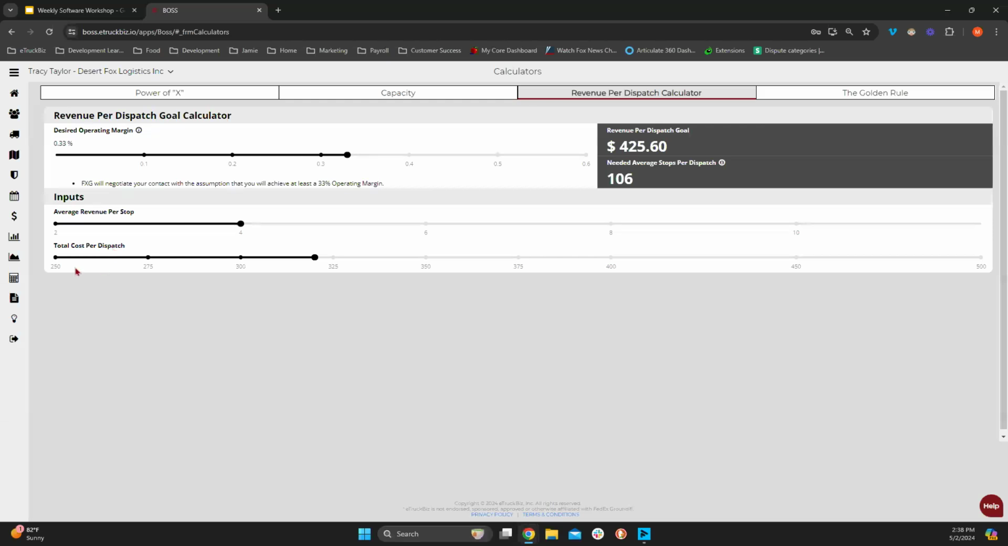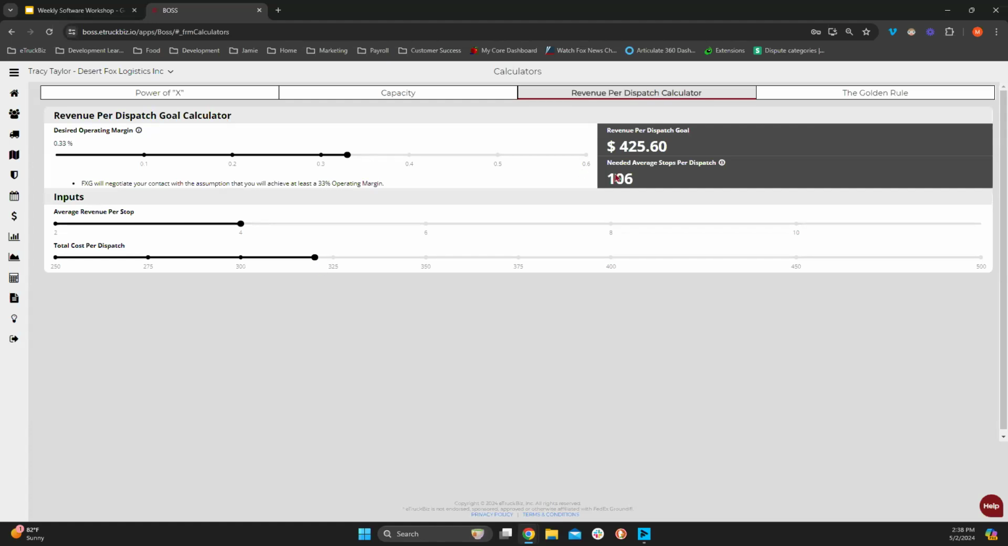Your total cost per dispatch includes the cost of the truck, the fuel, the cost of the driver. Ken, am I missing anything else? Driver, truck, fuel. I think those are the only ones, right? Yep. And in some cases, it can be higher or lower. This does default to showing 320. In some areas, if you're out in California and your gas is through the roof, then you would want to move this up.